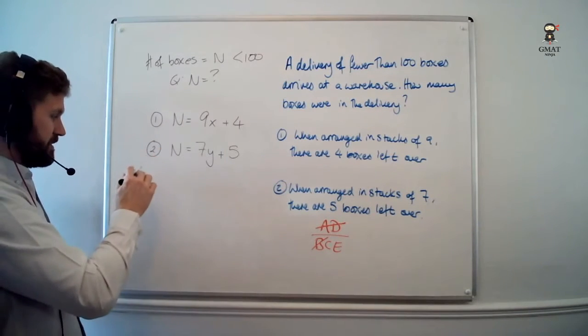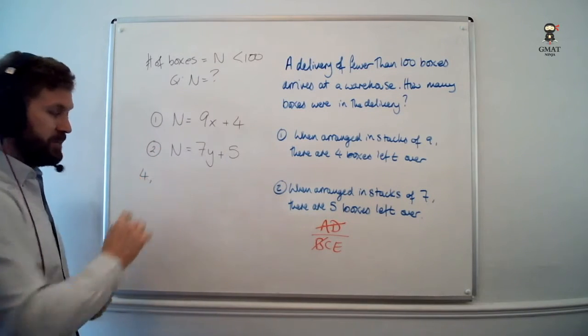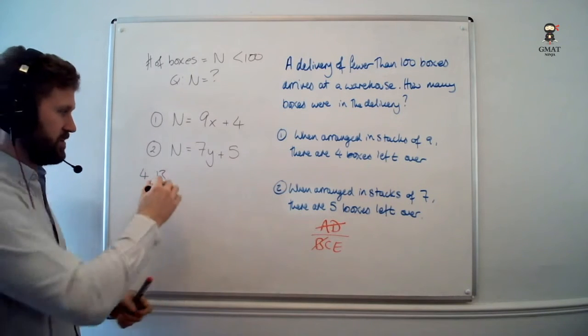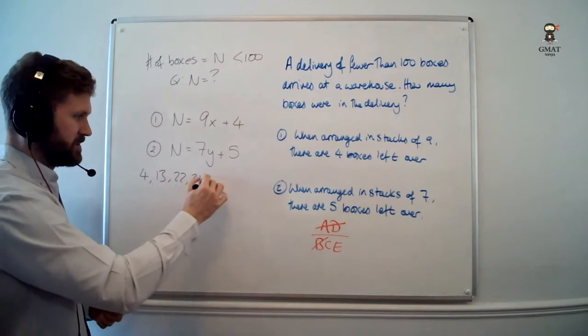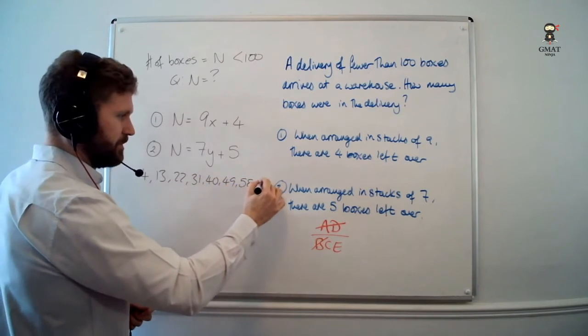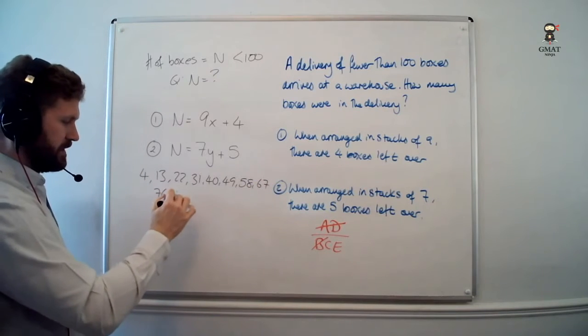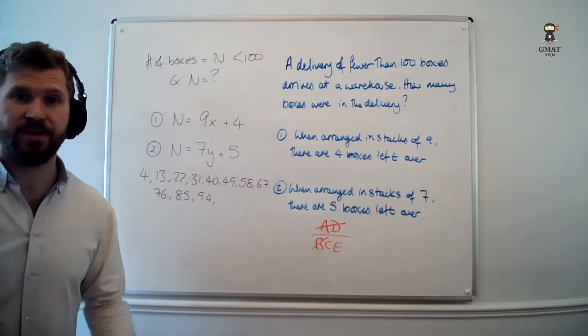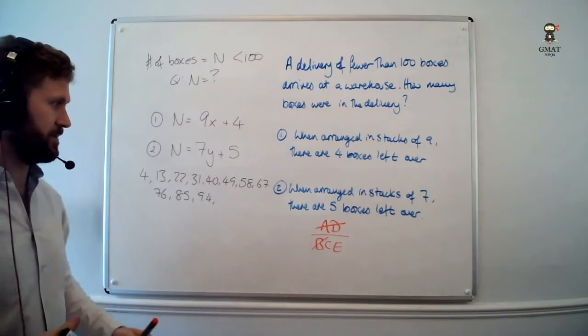If x is 0, then we've got 4 boxes. If x is 1, we've got 13 boxes. X is 2, we've got 22 boxes, and so on. You're just adding 9 here, and we can very quickly build up a list. And the next one you'd get would be 103, and that's too big because we know n's less than 100.